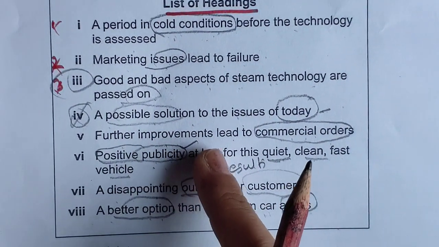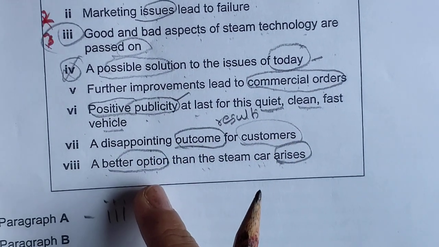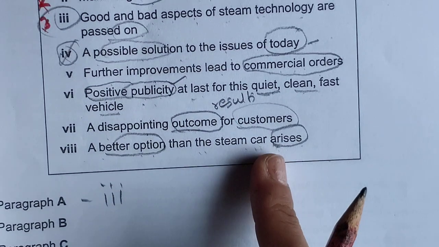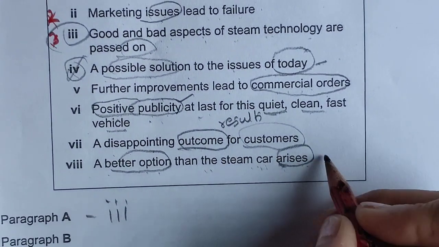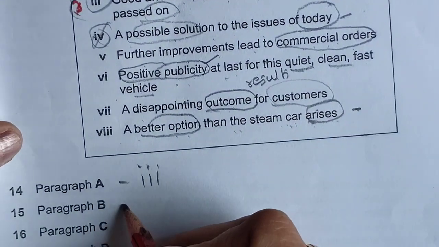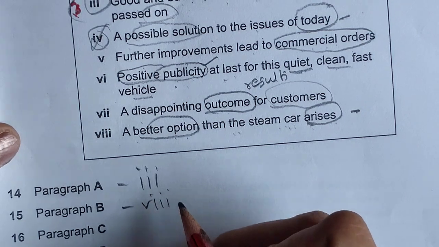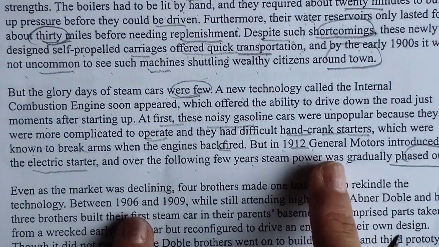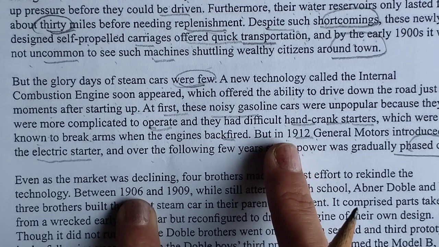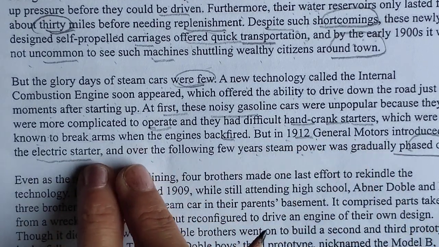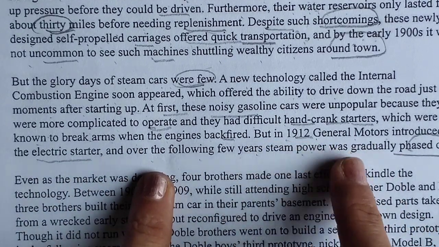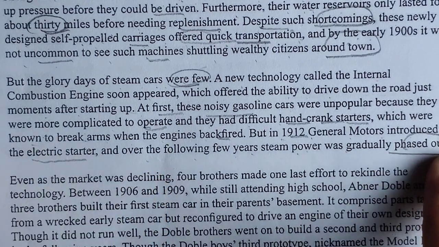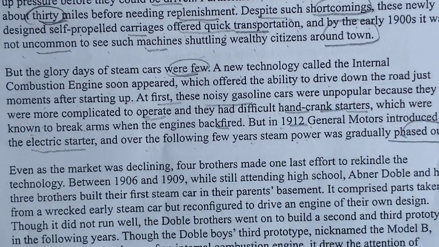They were talking about a better option than the steam car arises. So we can go with the eighth number. After reading it, finally in this line, they have told that with the electric starter, following that, steam power was gradually phased out, means gone. Now coming to paragraph C.